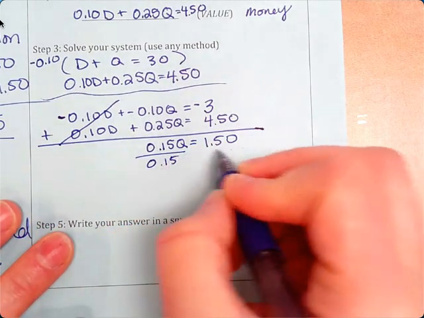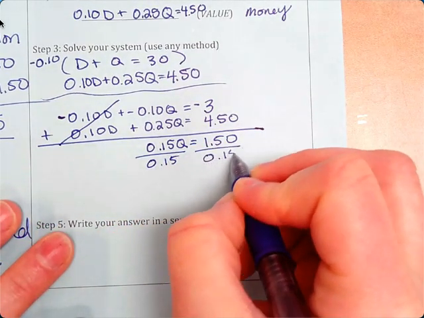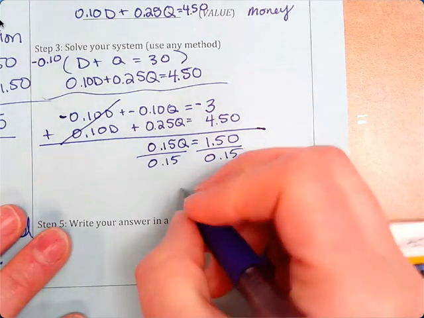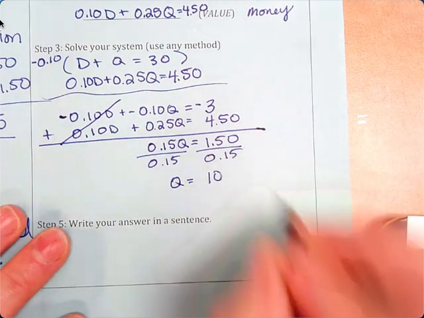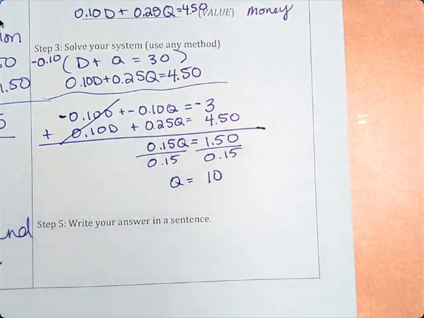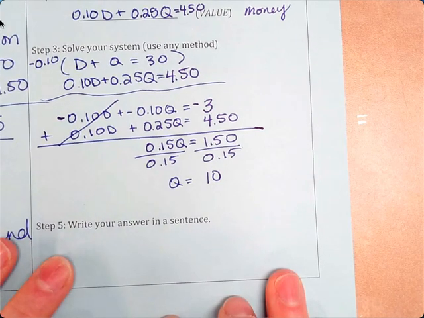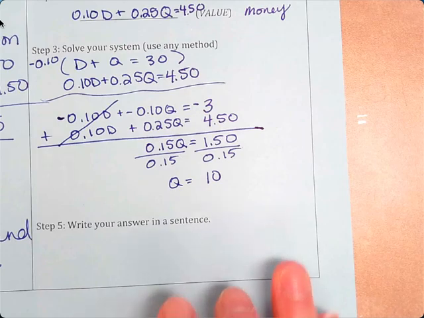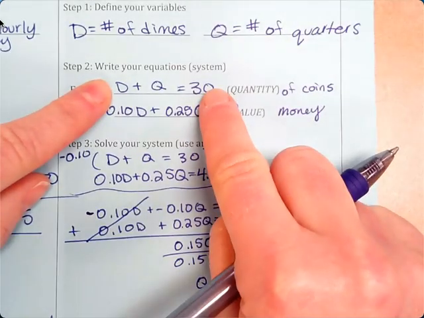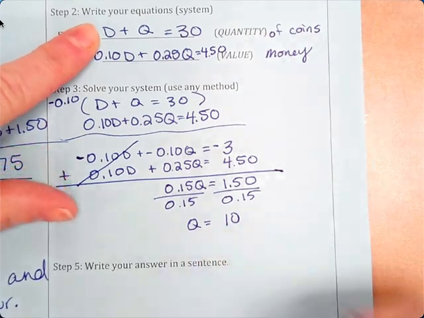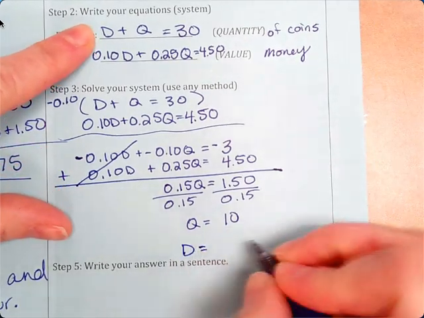Divide by 15 cents. Q equals 10. So that means we have 10 quarters. So then we look back up here. Okay, we have a total of 30 coins together. So if we have 10 quarters, how many dimes will we have?